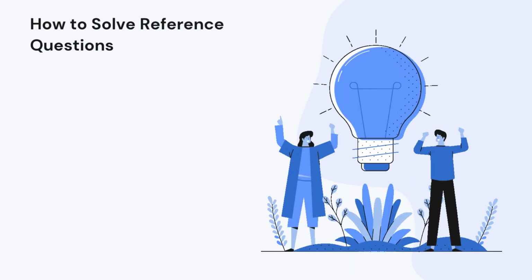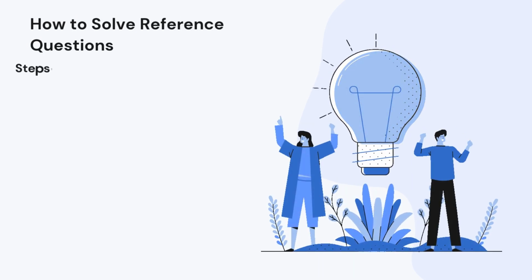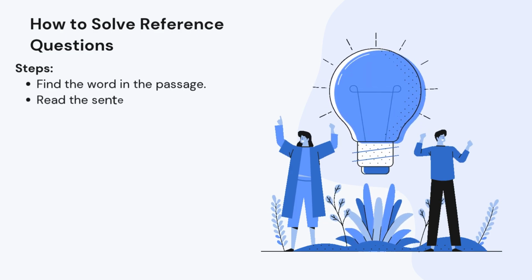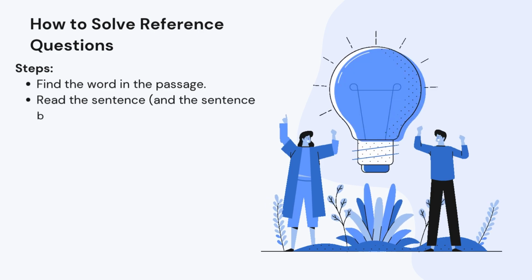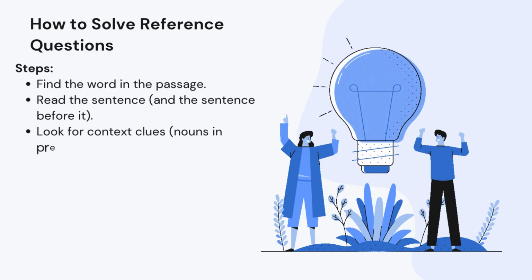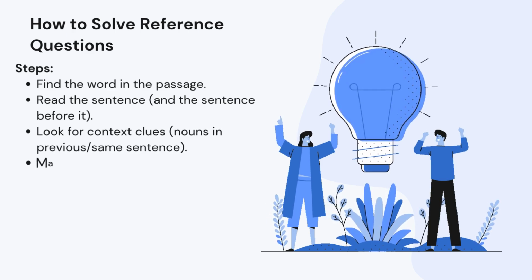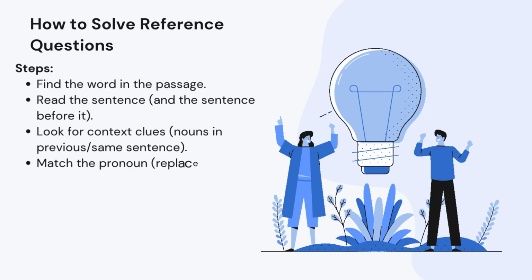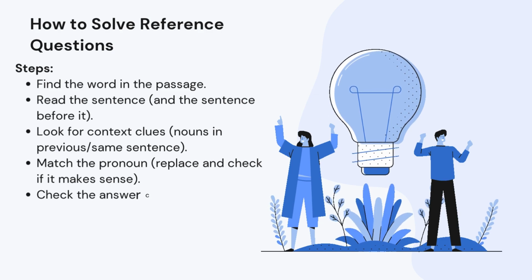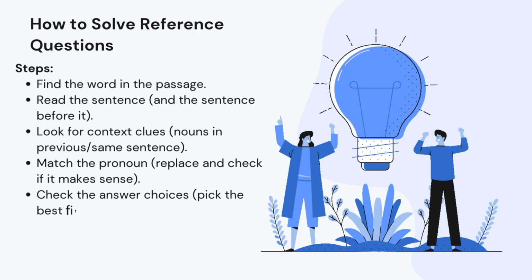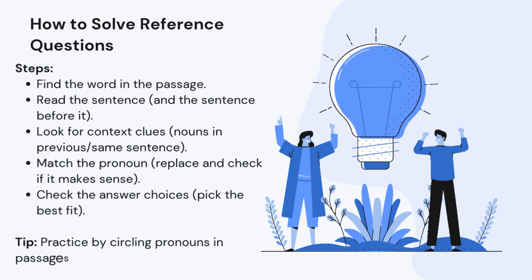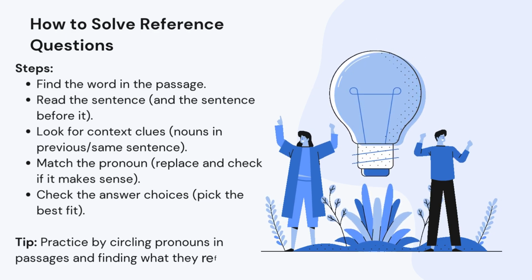Now, let's learn the steps on how to solve reference questions effectively. Follow these steps. First, find the word in the passage. Locate the word or phrase and its line number given in the question. Second, read the sentence. Read the full sentence where the word is located, and most importantly, also read the sentence before it. This is where the answer often is. Third, look for context clues. Check for nouns in the previous sentence or even in the same sentence that match the pronoun in terms of meaning and number, singular or plural.